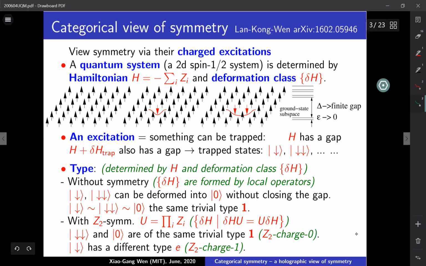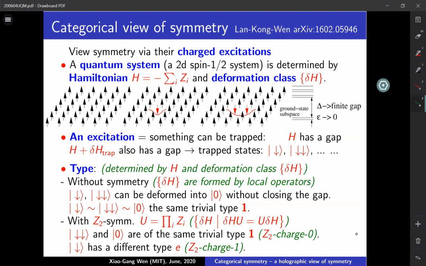So what is an excitation? If the ground state has an energy gap, then an excitation is basically something that can be trapped. So we can imagine we have a trap Hamiltonian, and the trap Hamiltonian usually belongs to this deformation class. Then we assume the original Hamiltonian plus the trap also has a gap and this kind of spectrum. Then the new ground state will be the wave function describing the excitation. That is a general way to define an excitation.